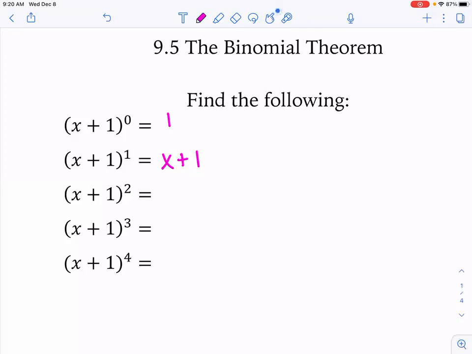Pat, and what's x plus 1 the quantity squared? And that trinomial can get multiplied to x plus 1 for x plus 1 cubed.